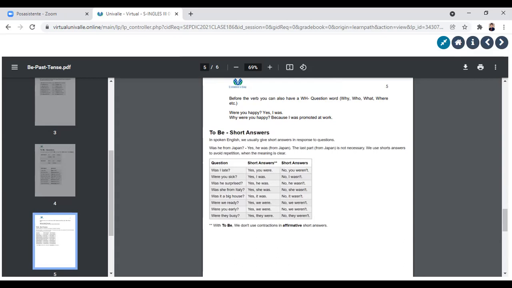Also, we have short answers. When we have closed questions with was or were, plus the subject pronoun, plus the predicate, we provide short answers. In spoken English, we usually give short answers in response to questions. Was he from Japan? Yes, he was. The last part, from Japan, is not necessary because we use short answers to avoid repetition when the meaning is clear, straight to the point. Was I late? Yes, you were, or no, you weren't.